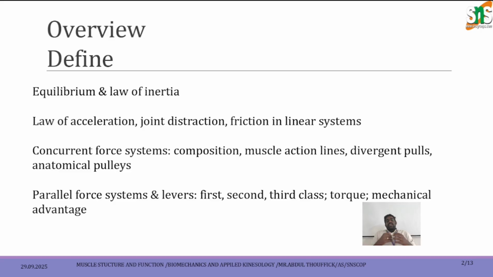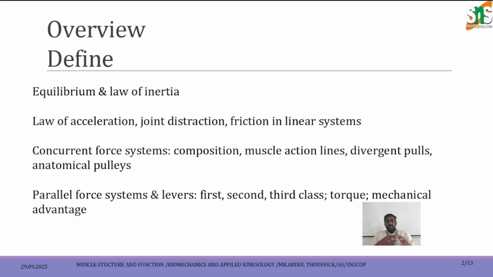So, equilibrium and law of inertia. What is meant by equilibrium? A law of acceleration, joint distraction, friction in a linear system that may or may not be back to its own place. It's called equilibrium. So the law of inertia may be influenced as law of acceleration, joint distraction, friction in a linear system, the concurrent force system, and parallel force system.